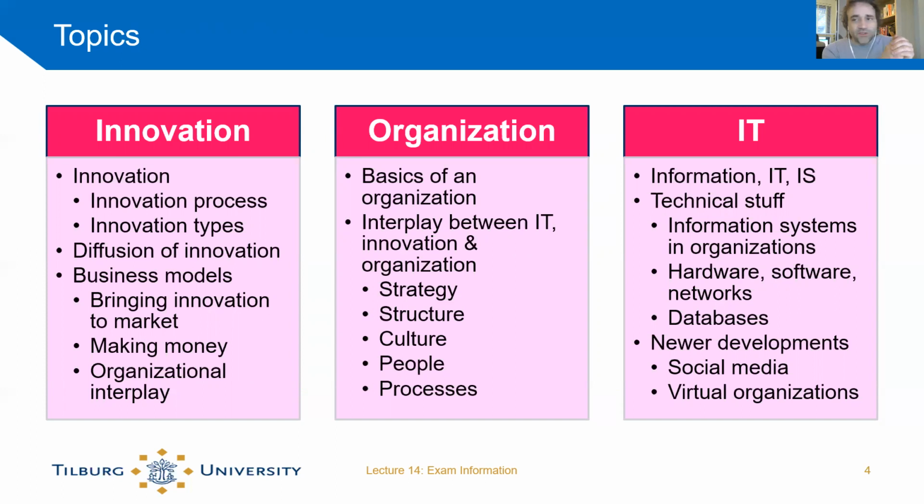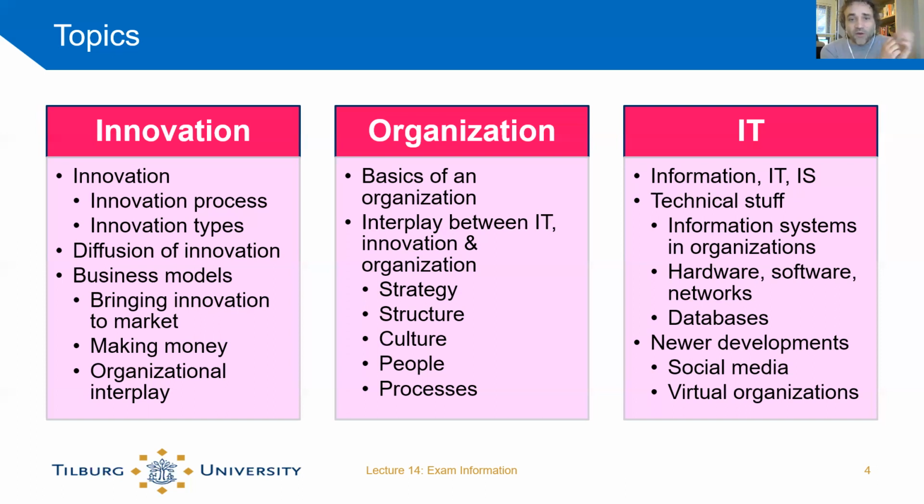Regarding organizations, we described the basics of an organization, and we described the interplay between IT, innovation, and organization. So the relationship between strategy, culture, structure, people and processes in organizations, and innovation. You would also need to know, for example, with culture, we learned the 4 cultural types of an organization. For structure, we have the 3 dimensions of organization structure, formalization, etc. You would need to know these.